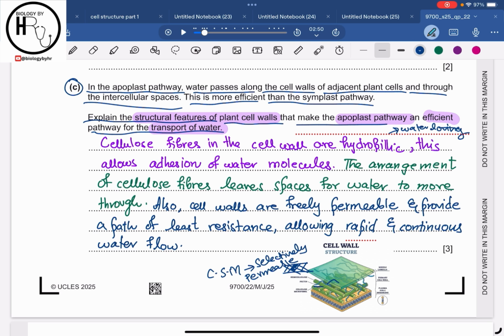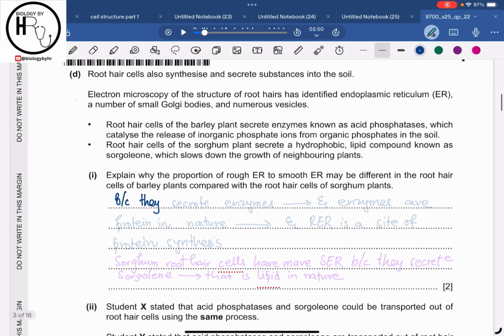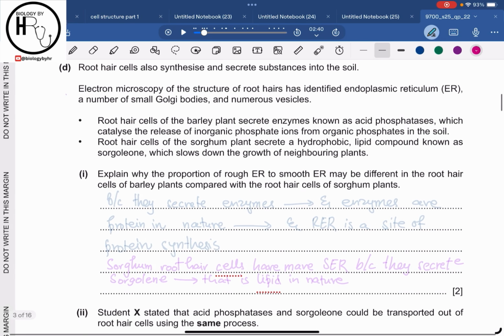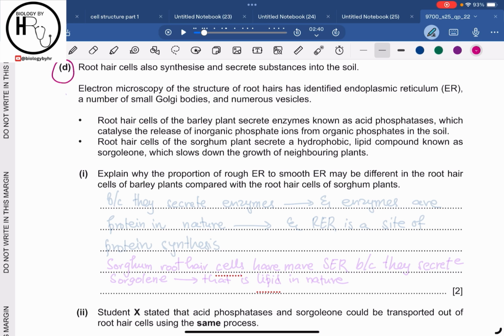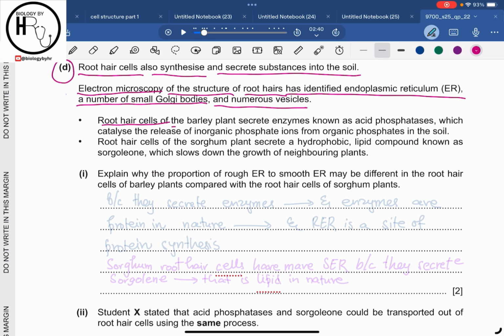Now let's move on to part D over here. Let's give part D a read over here. It is a lengthy part. Root hair cells also synthesize and secrete substances into the soil. Electron microscopy of the structure of the root hairs has identified the endoplasmic reticulum and a number of small Golgi bodies and numerous vesicles in it. Root hair cells of the barley plant secrete enzymes known as acid phosphatase, which catalyzes the release of inorganic phosphate ions from the organic phosphates in the soil.